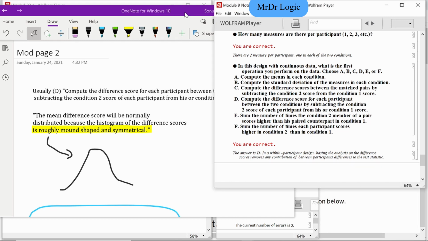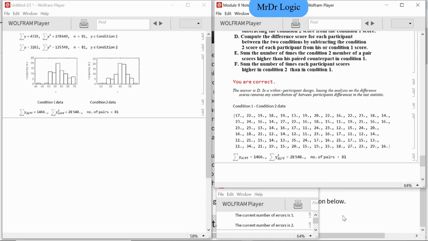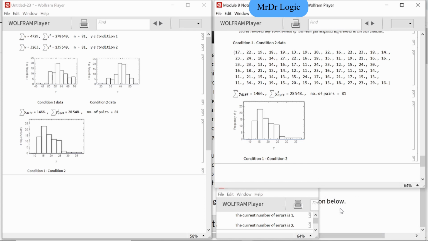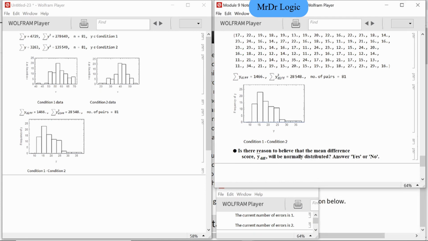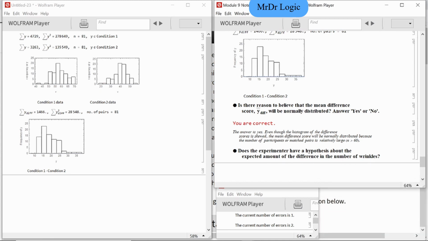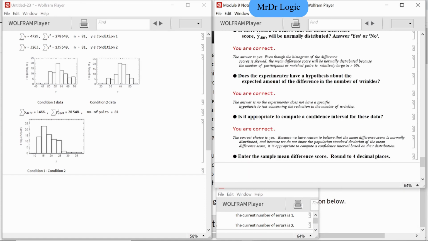Alright. Okay. Is there reason to believe that the sample mean is normally distributed? Yes, it's above 60. Does the experimenter have a hypothesis about the expected amount of difference between the number of wrinkles? No, they do not. Read the question again. Is it appropriate? Yes.